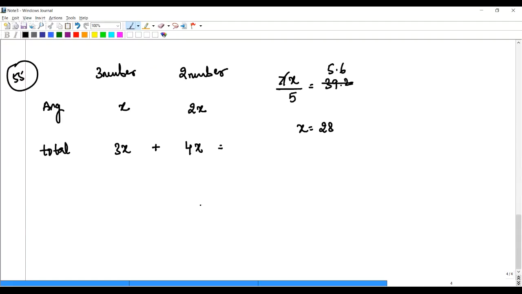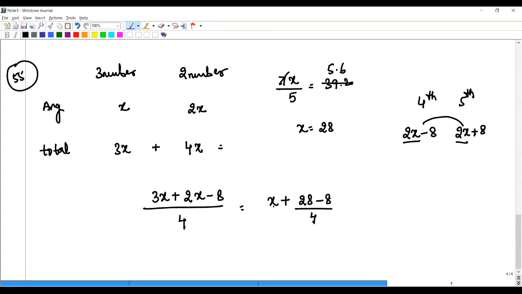And he says the 5th number exceeds the 4th number by 16. See, the sum is 4x. The 4th number and the 5th number sum is 4x. So exceeds means this is 2x plus 8. Then this must be 2x minus 8. This will be the 4th number because it exceeds this one by 16. And if you do the sum, you get 2x and 2x. All you need to find out is the average of the first 4 numbers. Because x is 28, now 28 minus 8 is 20. 20 by 4 is 5, which becomes 33 here.